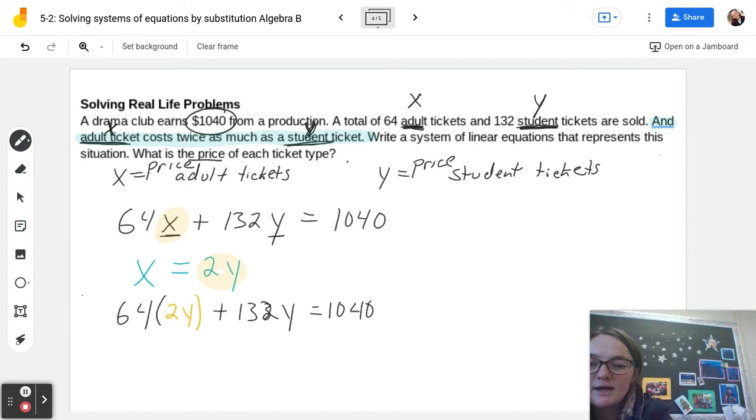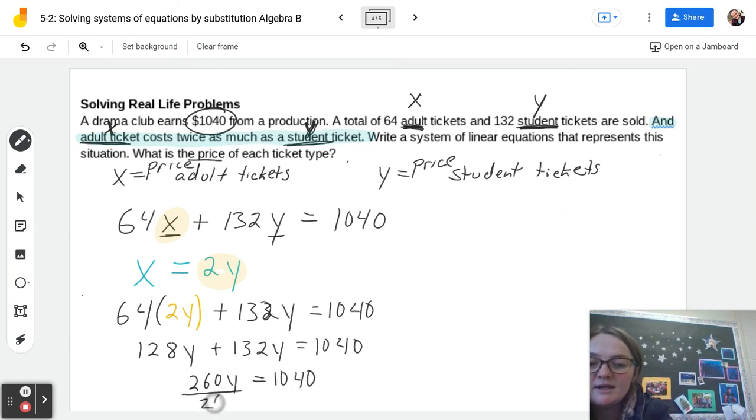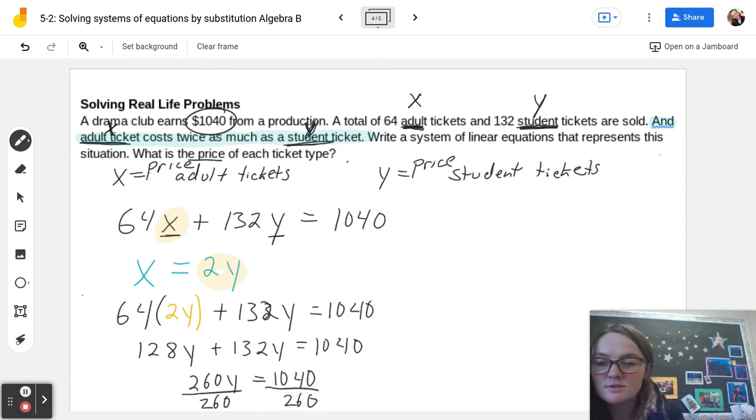From there, I'm going to multiply out. So I'm going to get 128y plus 132y equals 1,040. Add them together and you'll get 260y equals 1,040. And then divide everything by 260. So you should get that y is going to be equal to 4.